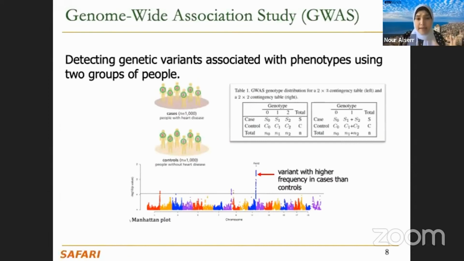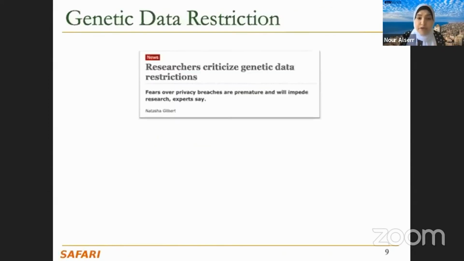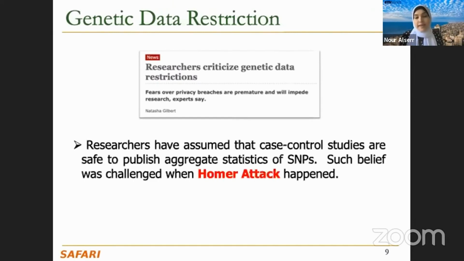So these data sets, again, these studies are considered to be safe, right? We are not showing the genomic record of any participant. We are only showing the statistics. So again, it's considered to be safe until one attack happened, which is called the RowHammer attack. And briefly, this attack is like this. They are trying to know if the victim or target is a member, if he is in the case group.